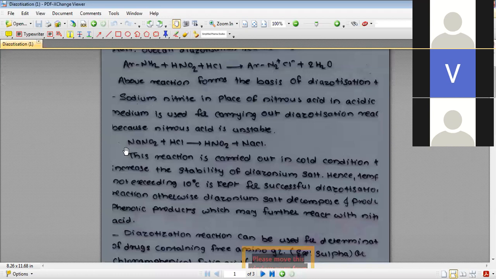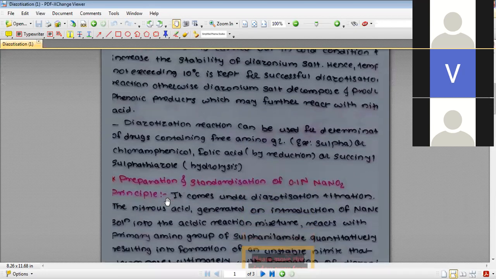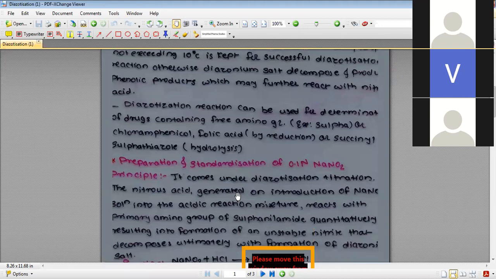Therefore, firstly we need to prepare a standard solution of sodium nitrite. So how can we prepare a standard solution? Firstly, we should know what a standard solution is. A standard solution is nothing but a solution whose concentration is known to us. Here we know the concentration, it is 0.1 normal. So that is known as a standard solution. So firstly, we are going to prepare 0.1 normal sodium nitrite.